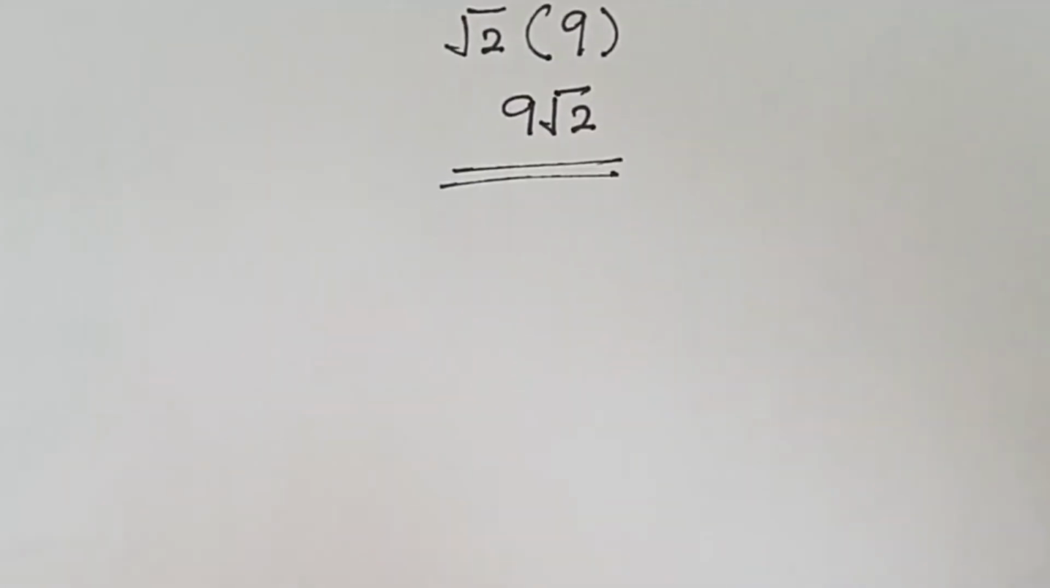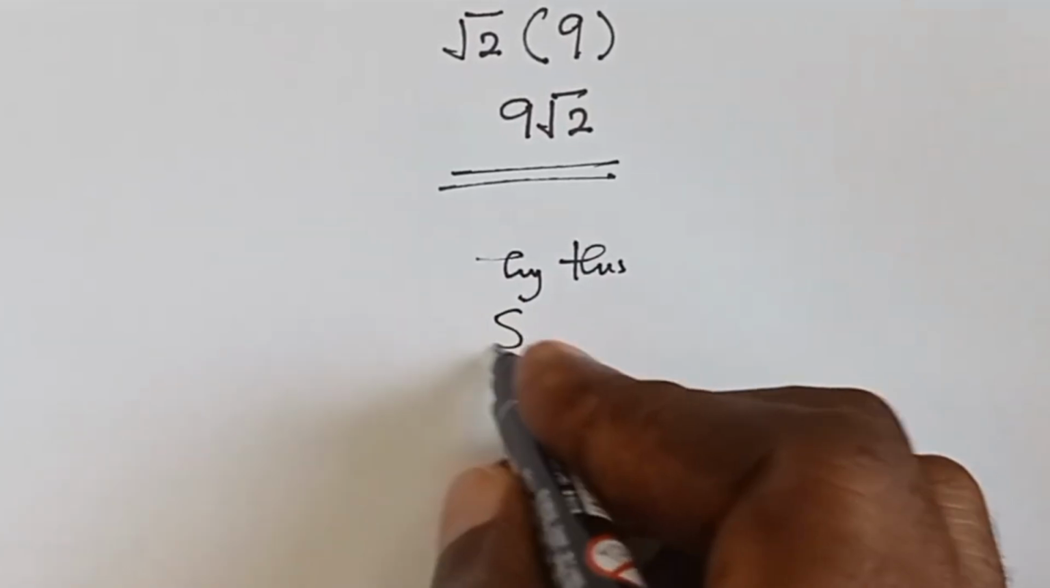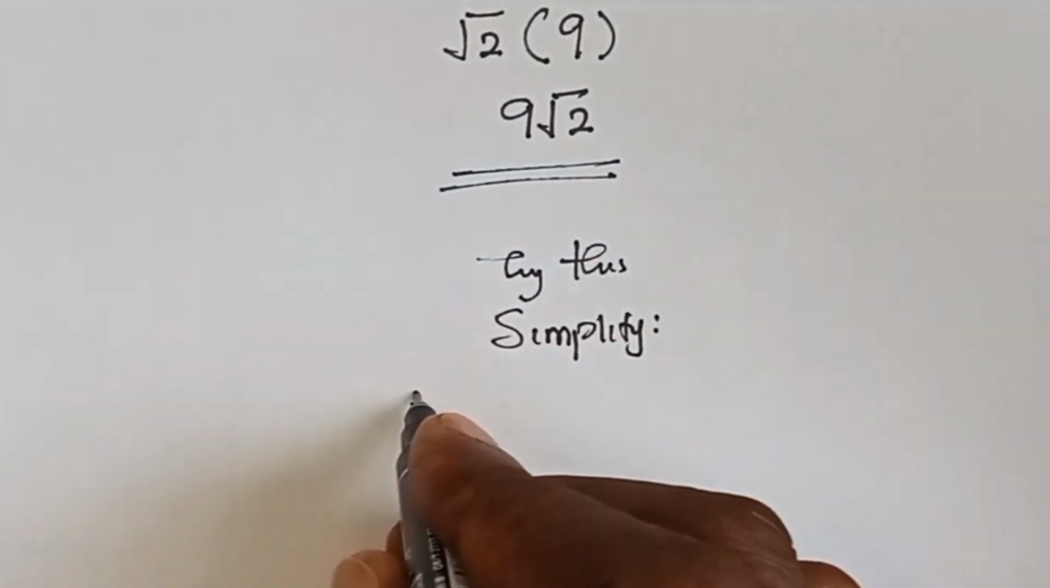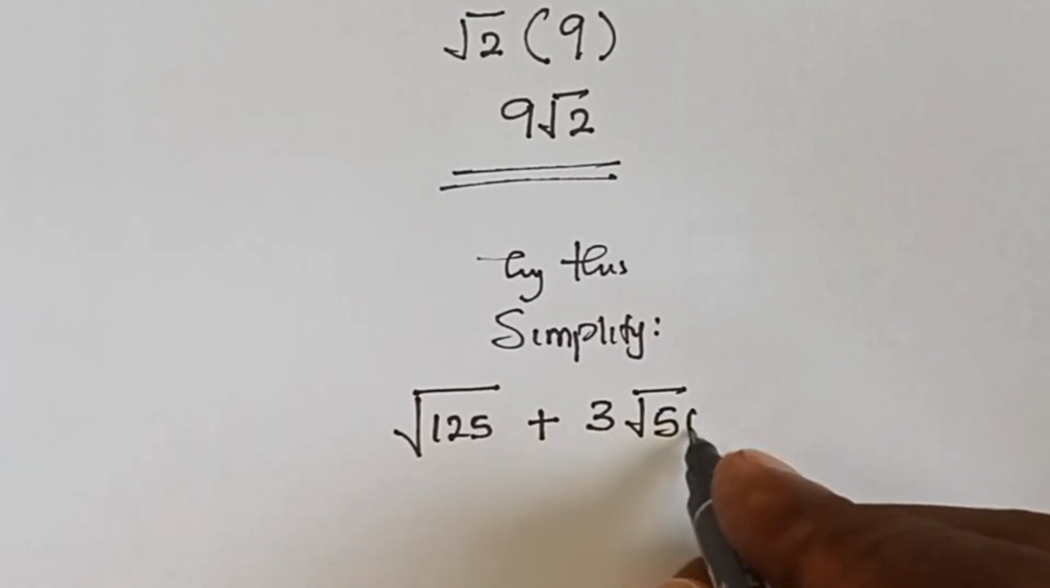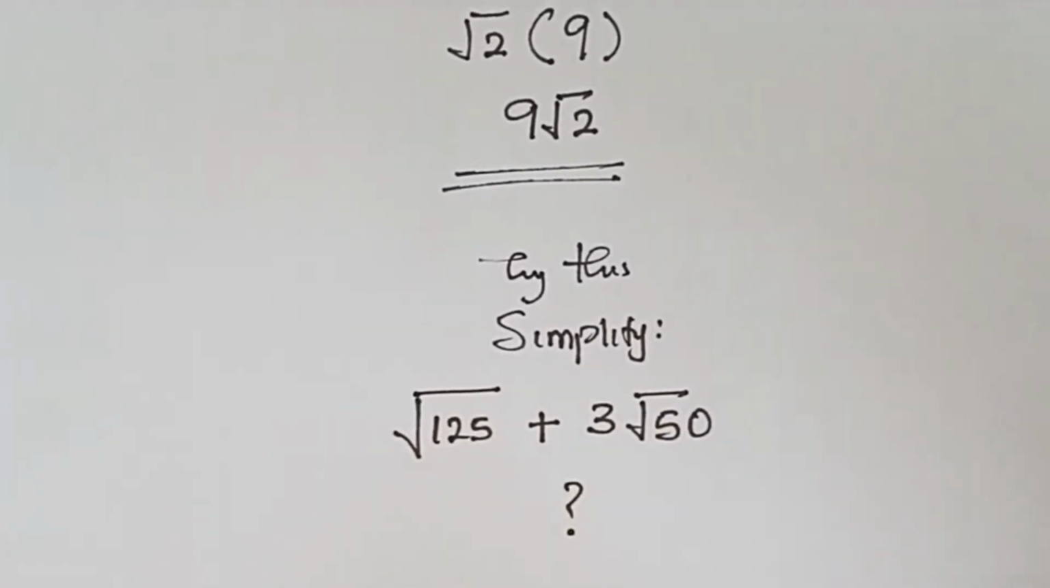Okay, now let's try this. Simplify root 125 plus 3 root 15. Okay, so let's try this, and write our answer in the comment section.